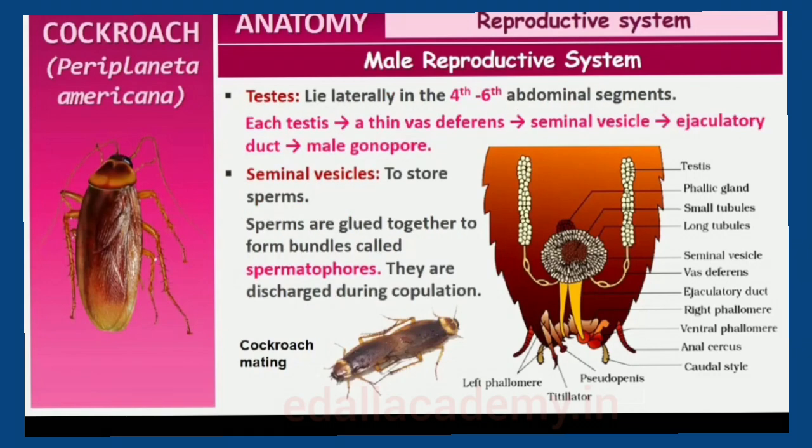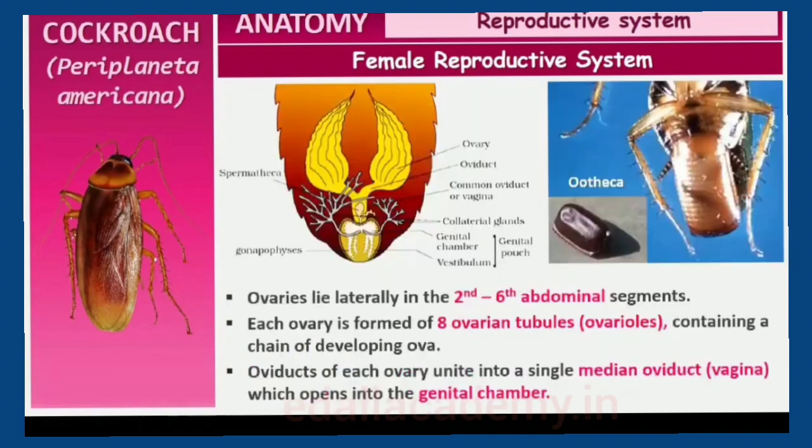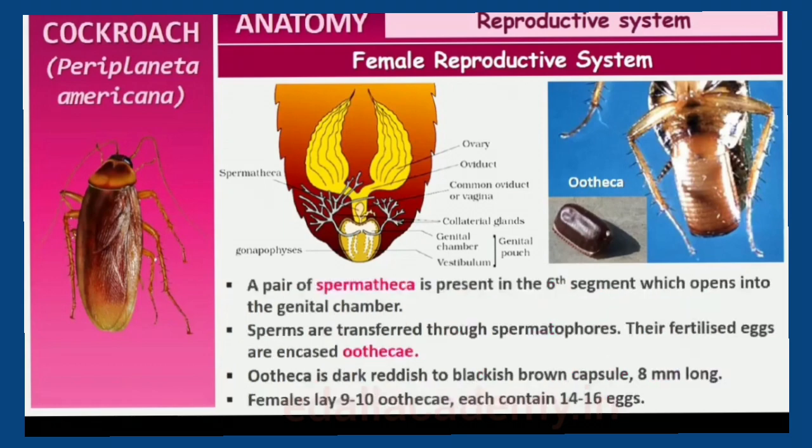The sperms are stored in the seminal vesicles and are glued together in the form of bundles called spermatophores which are discharged during copulation. The female reproductive system consists of 2 large ovaries, lying laterally in the 2nd-6th abdominal segments. Each ovary is formed of a group of 8 ovarian tubules or ovarioles, containing a chain of developing ova. Oviducts of each ovary unite into a single median oviduct, also called vagina, which opens into the genital chamber. A pair of spermatheca is present in the 6th segment which opens into the genital chamber.